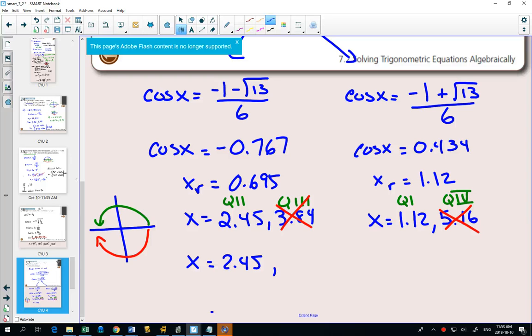So our final answer should be x equals 2.45, and in quadrant 3 with the same reference angle, negative will be negative 2.45. And here 1.12 will stay, and quadrant 4 will have the same reference angle as quadrant 1, negative 1.12.